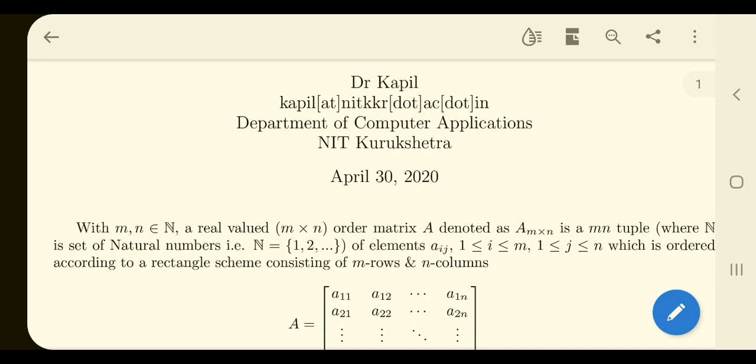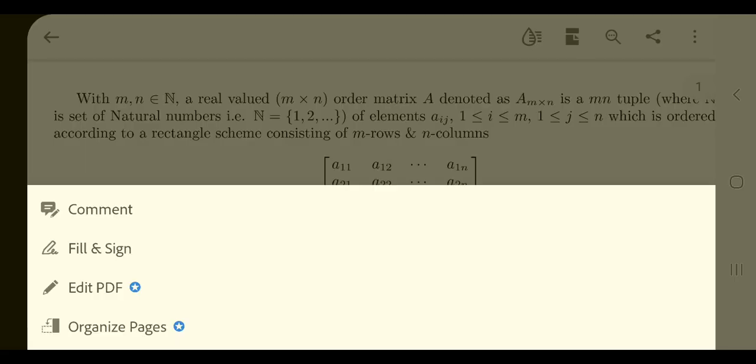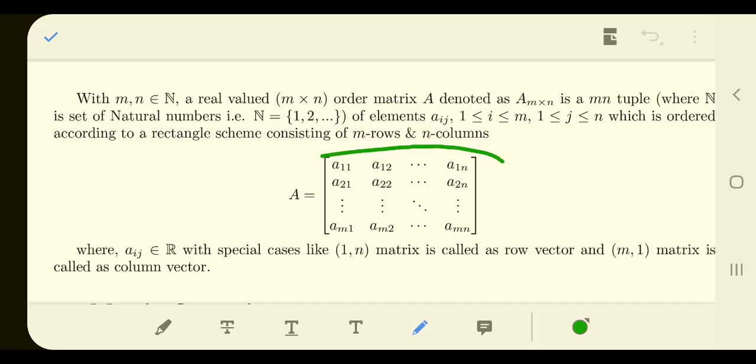A matrix is an arrangement of numbers in a tabular form. So we have something like this. This is a matrix form, which has m number of rows and n number of columns. You can see the first subscript is increasing with the row and the second subscript is increasing with the column. So we have m number of rows and n number of columns, and that's why we say that it is an m cross n matrix.